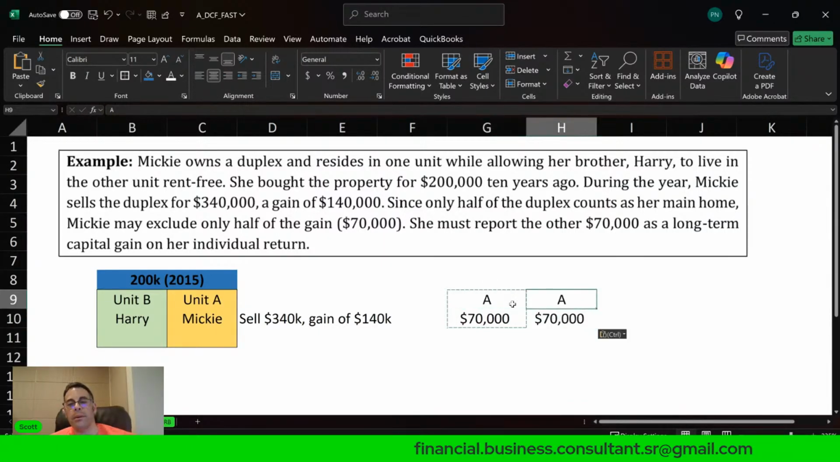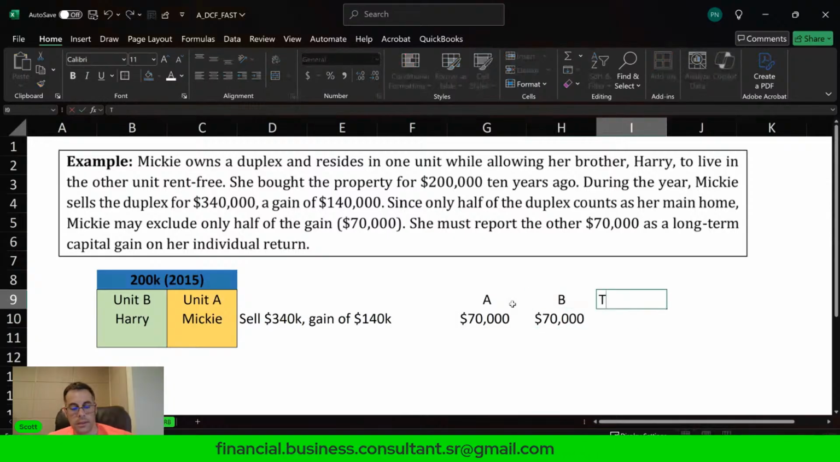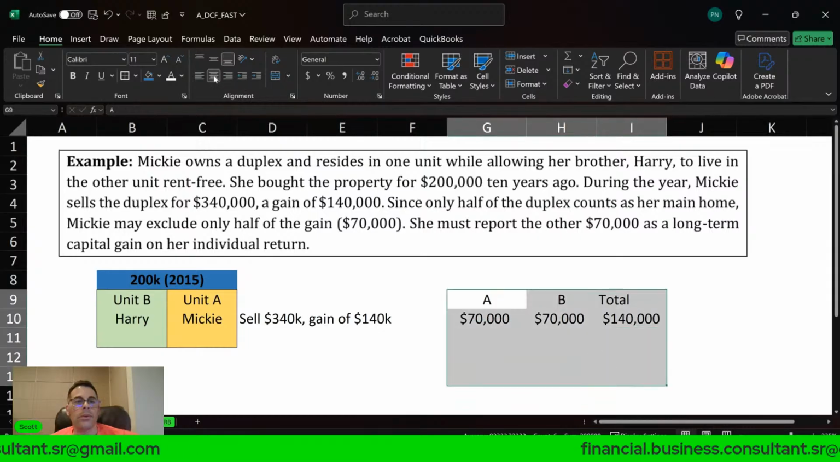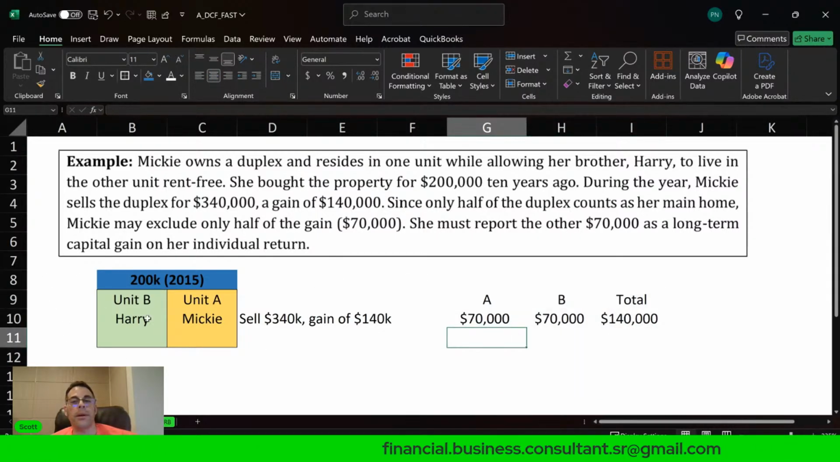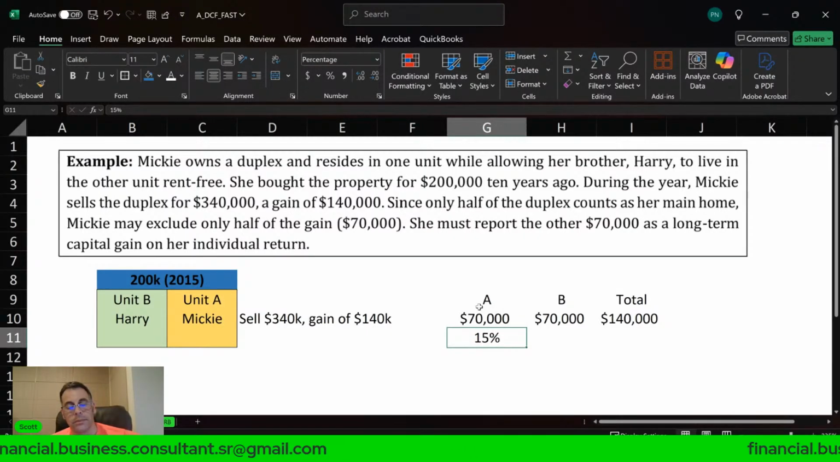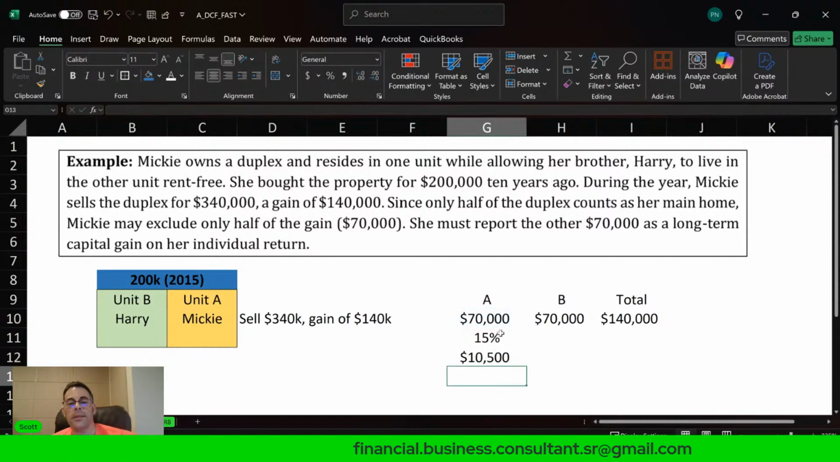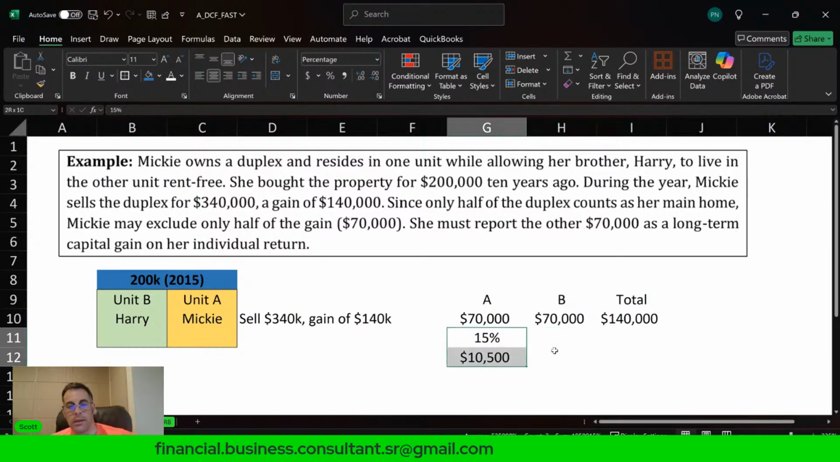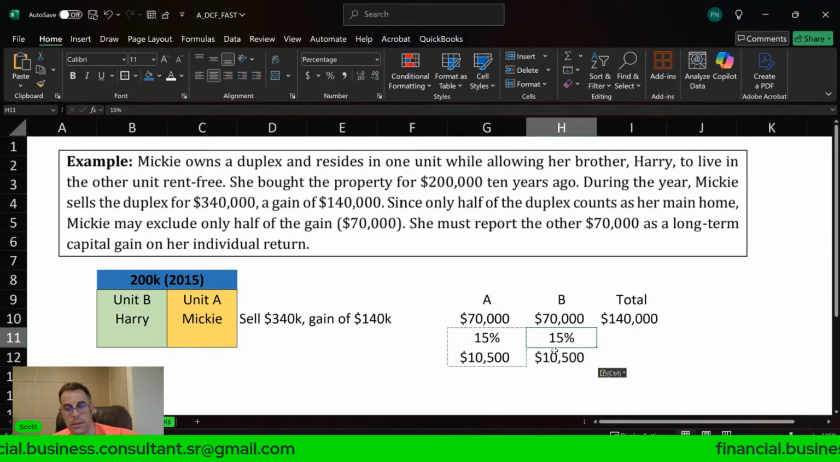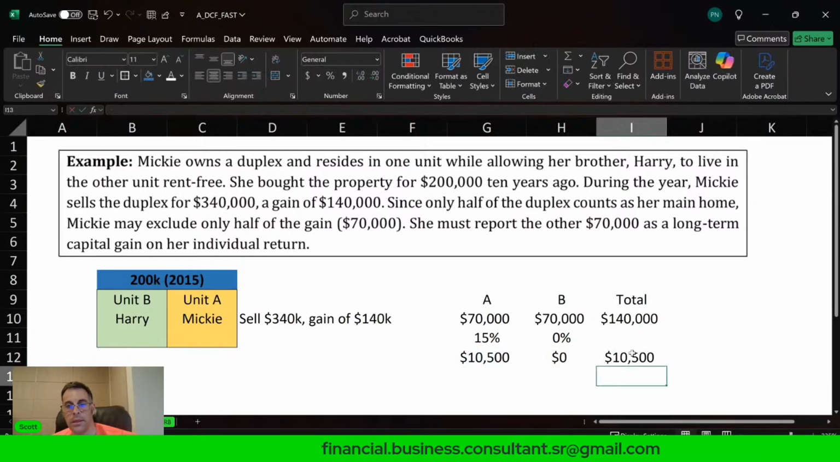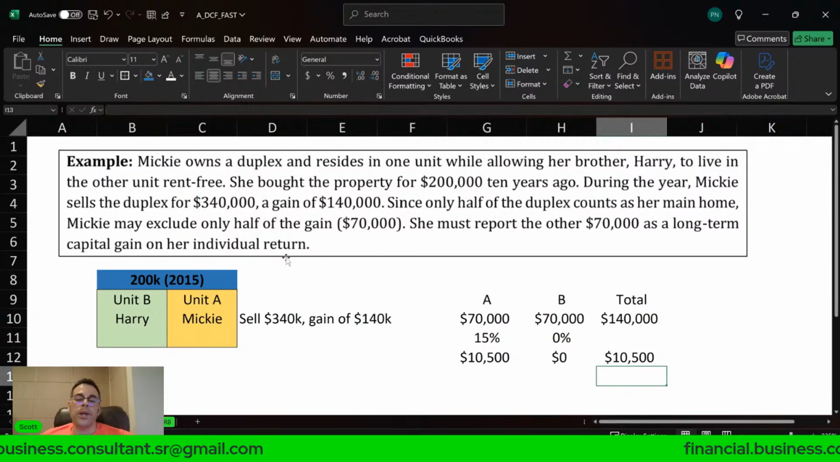So she has a gain of $140,000 when she sold the entire property. But she has to pay taxes on half of it, on $105,000. The other half she doesn't have to pay any taxes on. So she has to pay 10,500 in taxes, which is good information for her to know.